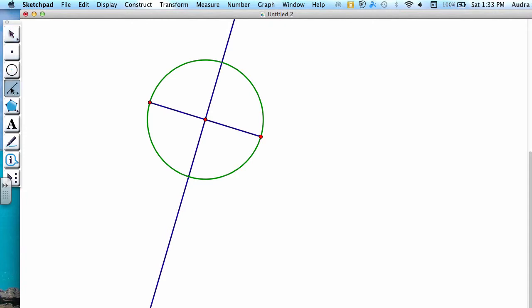And I'm going to use the straight edge tool, which is the fourth button down, to create our square. We're going to click on one of our vertices and go to the intersection point of the circle and the line. And I'm going to keep going all the way around until I make my square.